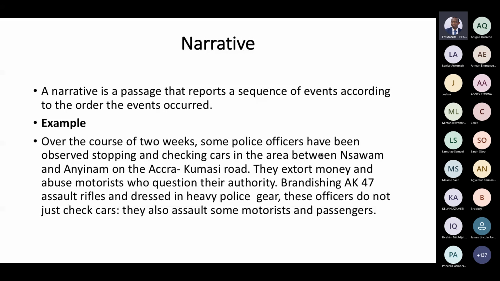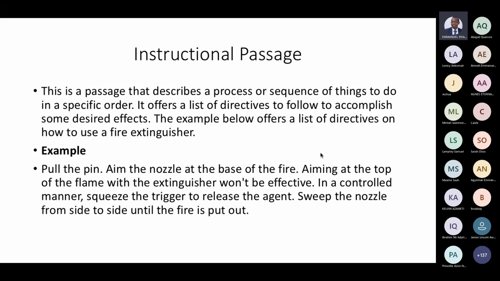So, example: over the course of 2 weeks, some police officers have been observed stopping and checking cars in the area between Sawam and Anyinam on the Accra-Kumasi Road. They extort money and abuse motorists who question the authority, brandishing AK-47 assault rifles and dressed in heavy police gear. These officers do not just check cars, they also assault some motorists and passengers. So this is a narrative. It's a collection of factual statements, according to a certain order. So it's like a story. That's a narrative. Then you see instructional passage.